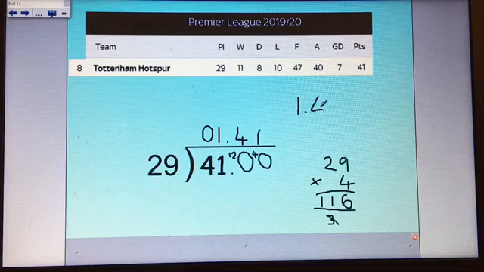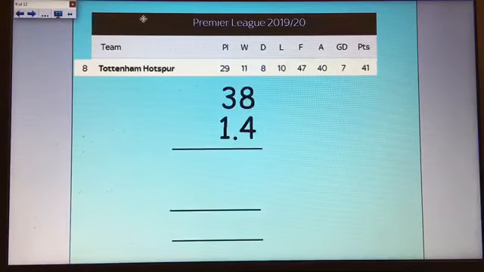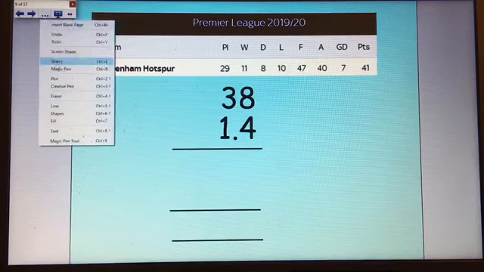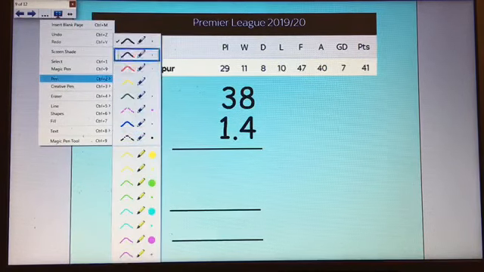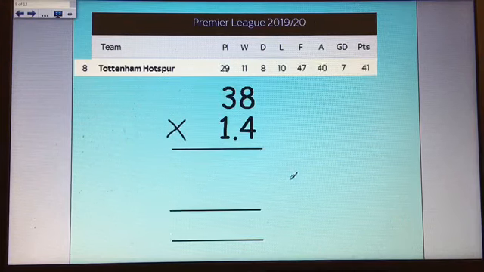So to 1 decimal place, Tottenham score on average 1.4 points per game. Okay, so I'm now going to do my 1.4 multiplied by my 38. I'll just put a little times sign in there. It doesn't matter which way around you do it. You could do 38 times 1.4, or 1.4 times 38. You'll get exactly the same answer. So I'm going to pretend this is 14 until right at the end, and then I'm going to put my decimal point in, if you remember. That's how we multiply decimals.